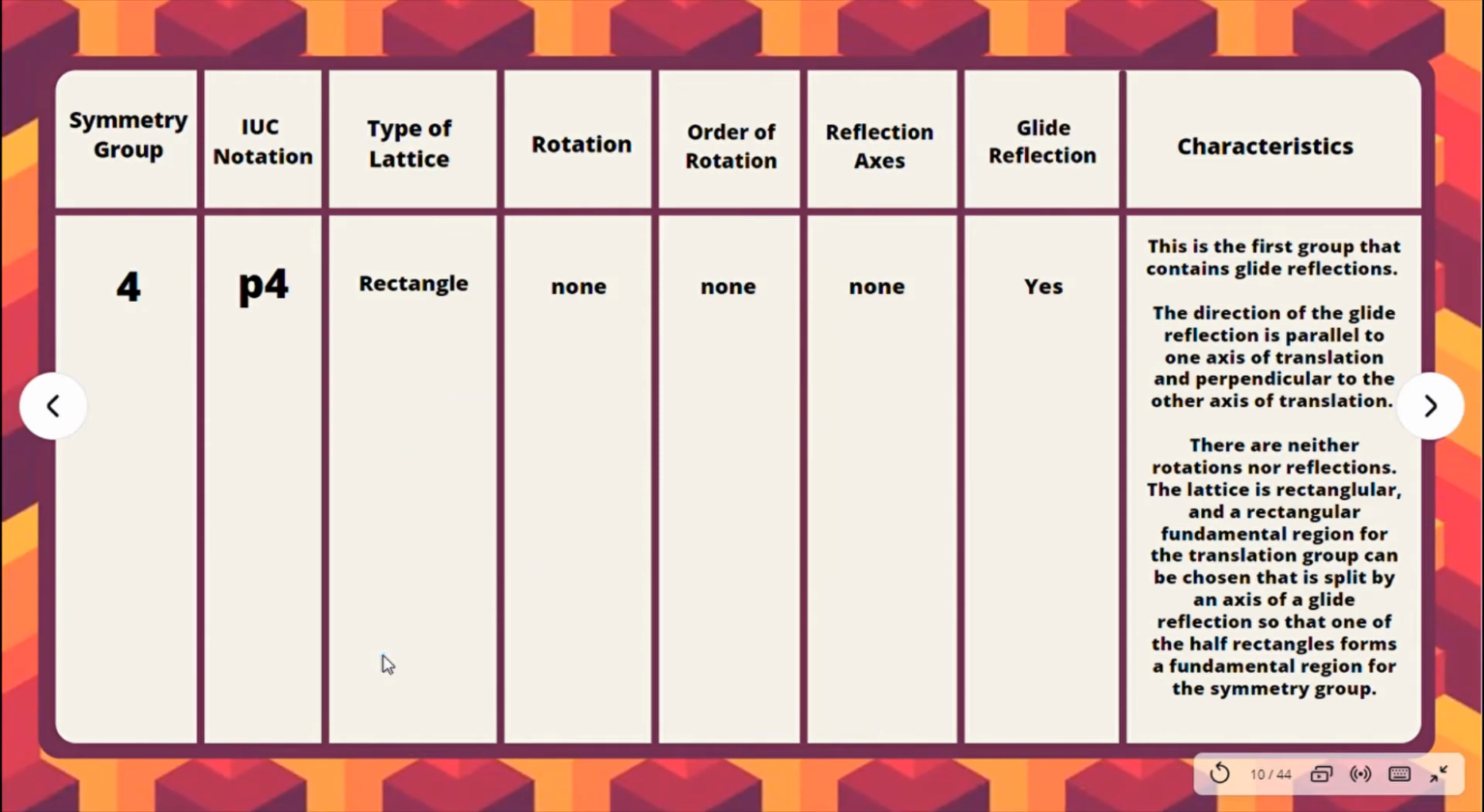Now let us proceed to the fourth symmetry group, which is the P4 notated by the IUC. We have a rectangle for the type of lattice, and we have a glide reflection. But for the rotations and reflection, we have none. This is the first group that contains glide reflections, and the fundamental region here is the rectangular lattice type. Let us take a look at the characteristics first. We have the direction of the glide reflection parallel to one axis of the translation, perpendicular to the other translational axis.